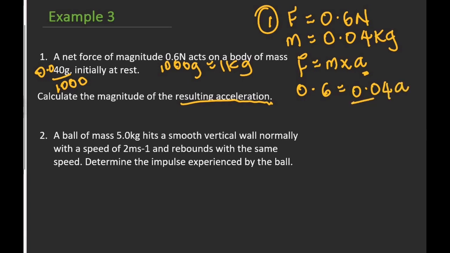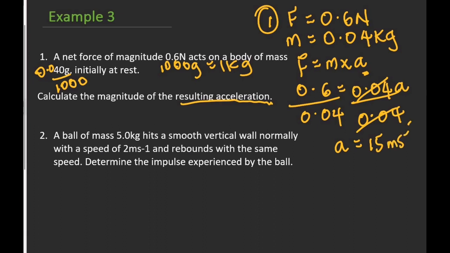To get the acceleration, we simply divide both sides by 0.04. Now 0.04 cancels 0.04. 0.6 divided by 0.04. Acceleration will be 15 meters per second squared if you punch that into your calculator. It's just an application of Newton's law. Let's look at the next question here.